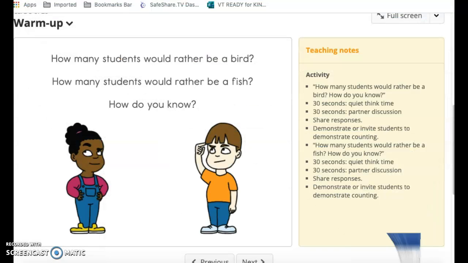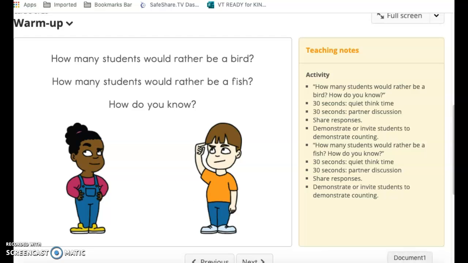Then we said, how many students would rather be a bird? We said 6. How many students would rather be a fish? We said 4. And then they said, how do you know? And we talked about how we used our 5 frames to count and how we used being able to see the chart to be able to count.